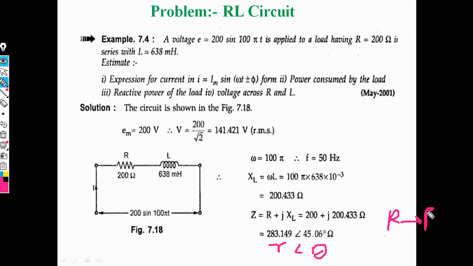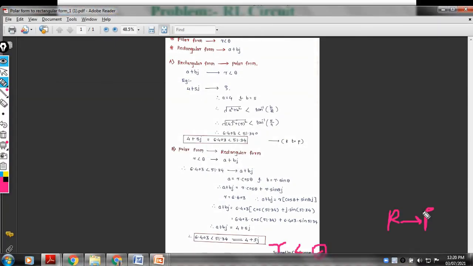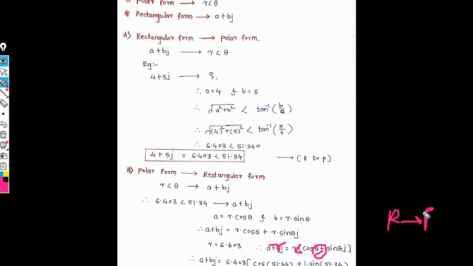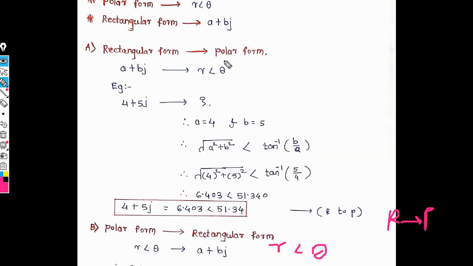If there is any problem regarding rectangular and polar calculation, then use this process. This is the important process: rectangular to polar and polar to rectangular. I have also shared this PDF in Google Classroom today itself. If you have any doubt in solving rectangular to polar and polar to rectangular, this process is very important and makes the calculation easy.